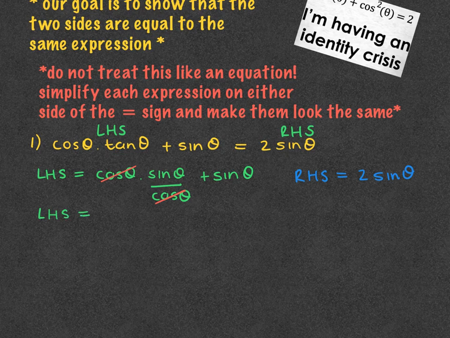We got this. So those cos thetas cancel out, and I'm left with sine theta plus sine theta, which is 2 sine theta. And look at what we've done. Oh my goodness, they are the same. So therefore, the left-hand side is equal to the right-hand side. So you have proven what we've set out to do. Aren't you amazing? Let's have a look at example 2.